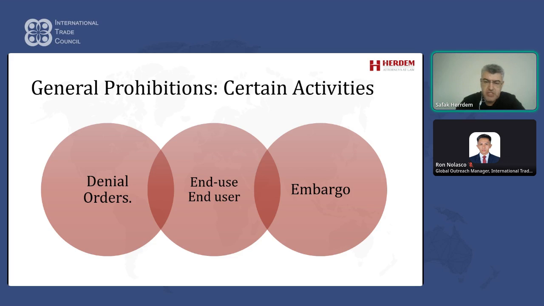General provisions 4 through 10 are the provisions on certain activities that are not allowed without authorization from BIS. And these provisions apply to all items subject to ER unless otherwise specified.